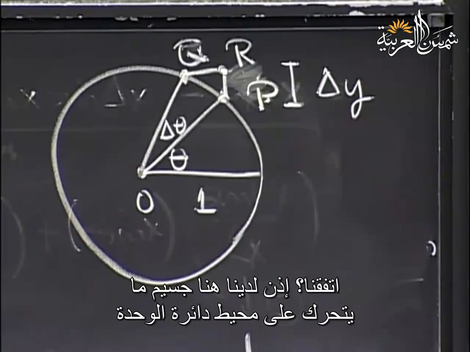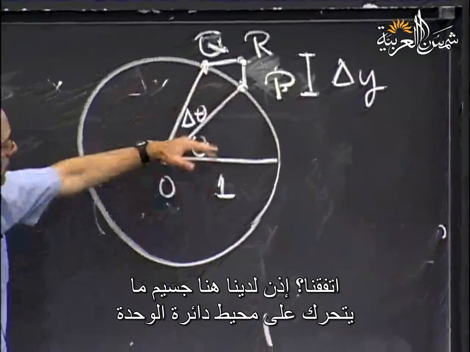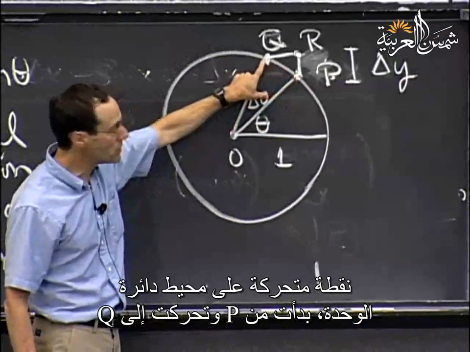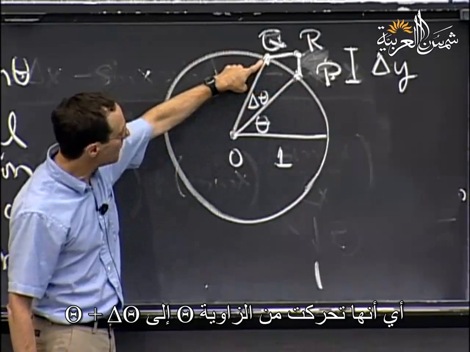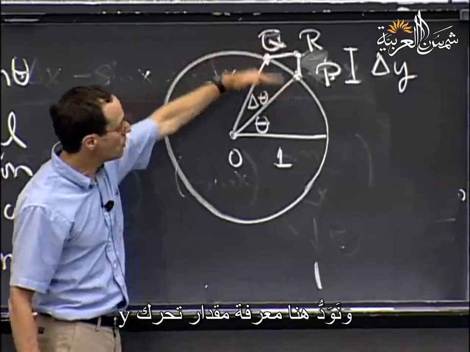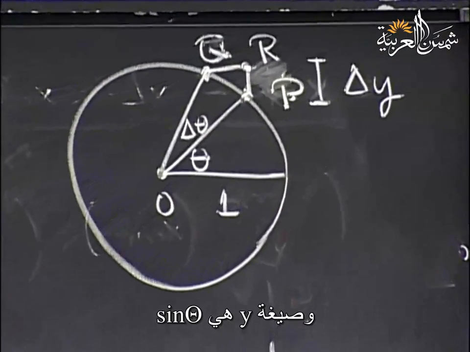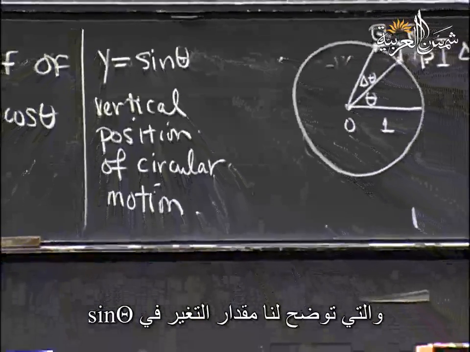All right, so the picture is we have something moving around a unit circle, a point moving around a unit circle. It starts at P, it moves to Q. It moves from angle theta to angle theta plus delta theta. And the issue is, how much does y move? The formula for y is sine theta, so that's telling us the rate of change of sine theta.